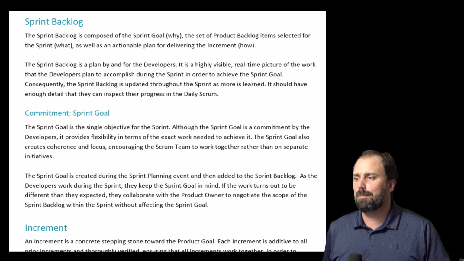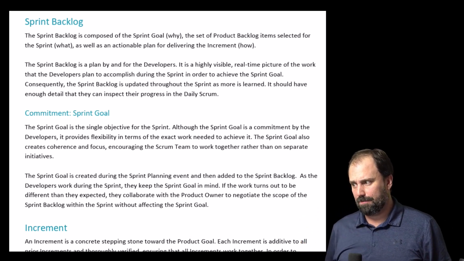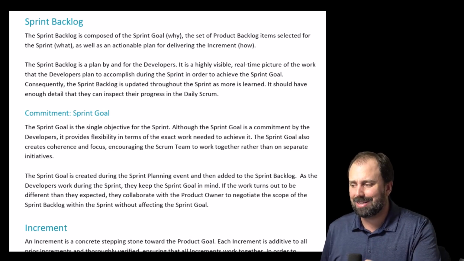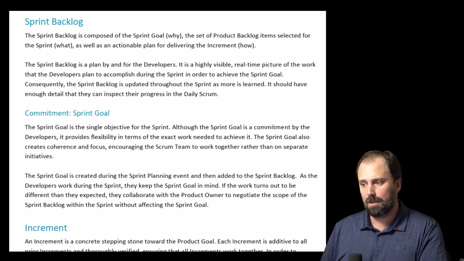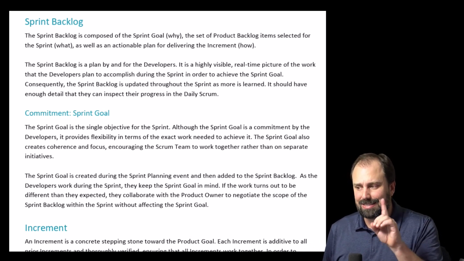Consequently, the sprint backlog is updated throughout the sprint as more is learned. It should have enough detail that they can inspect their progress in the daily Scrum. The commitment is the sprint goal. The sprint goal is the single objective for the sprint.